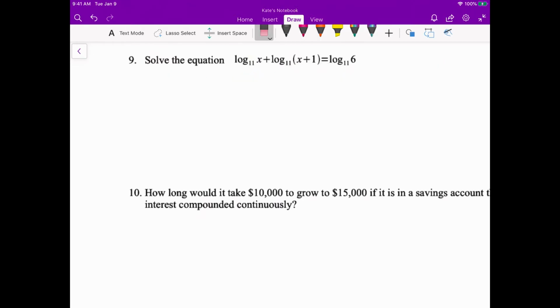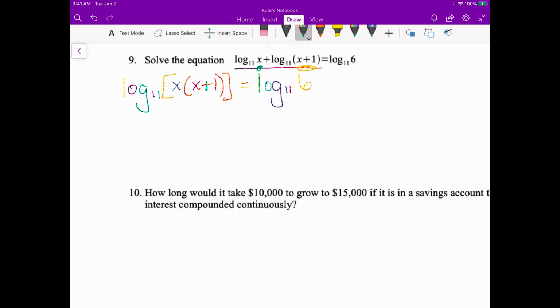Looking at number 9, again it's a logarithmic equation because I can see that there are logs. On the left side of the equation, I have two logarithms. Because I have two logarithms on the left side, I need to simplify or condense them to a single logarithm. Since I'm adding, I will multiply the x and the x plus 1. So we end up with log base 11 of x times x plus 1 equals log base 11 of 6.